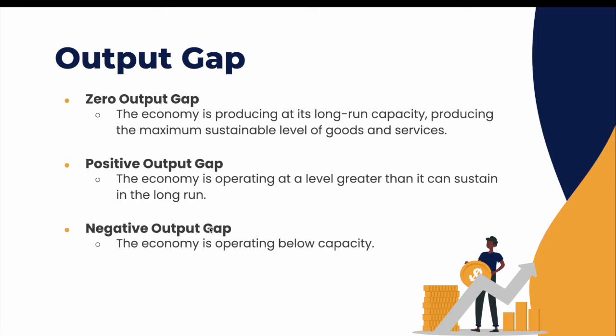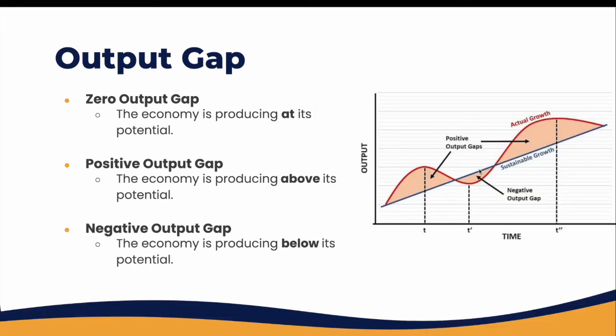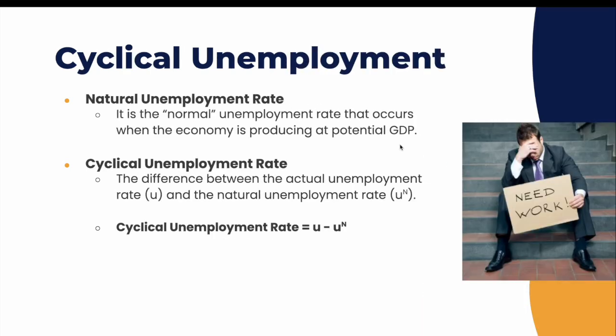Then for negative output gap, the economy is operating below capacity, which we can see here. It's less than sustainable growth right over here. Okay, now we have that. Let's talk about cyclical unemployment. Natural unemployment rate, it is the normal unemployment rate that occurs when the economy is producing at potential GDP. So very different from actual unemployment rate.